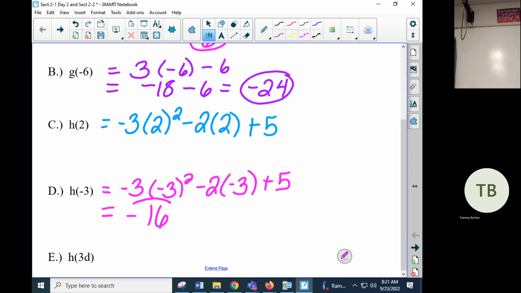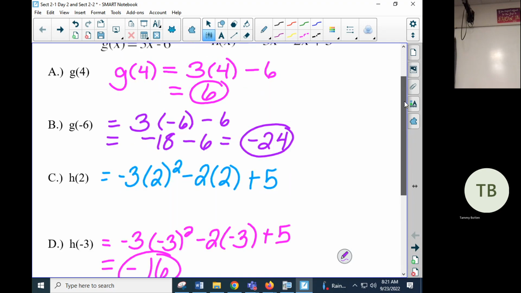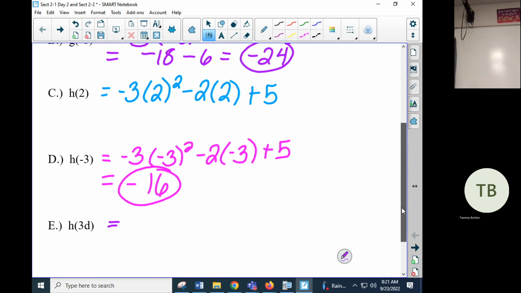You also can do it just kind of working the problem out too. But if you're good at punching it into your calculator, that's fine too. So now this one is where we use the h again. And whenever there's an x here, you have to put 3D in it. Now, when you're putting 3D in, that means you're going to have a D in your answer. You don't solve for the D or anything like that. So if I'm putting 3D in here, I'm going to have D's in my answer.